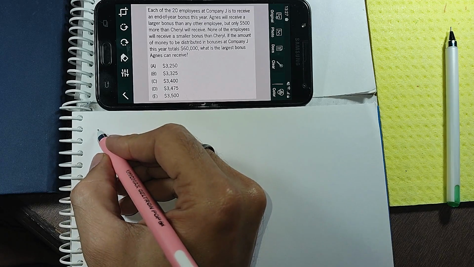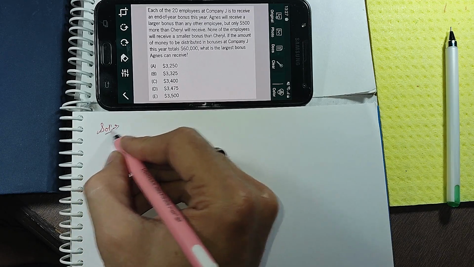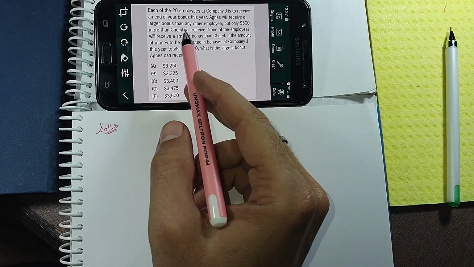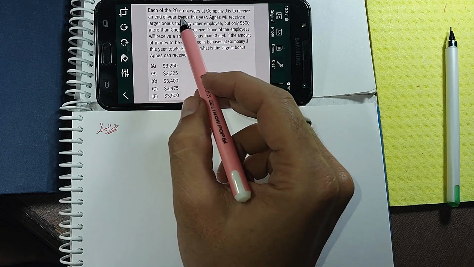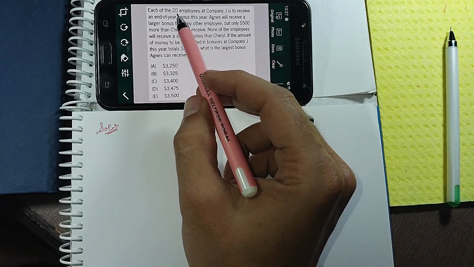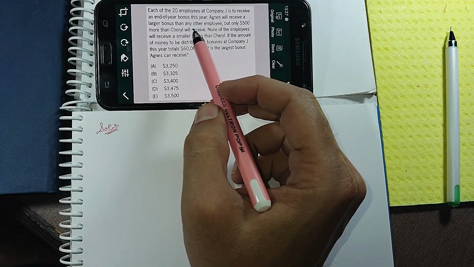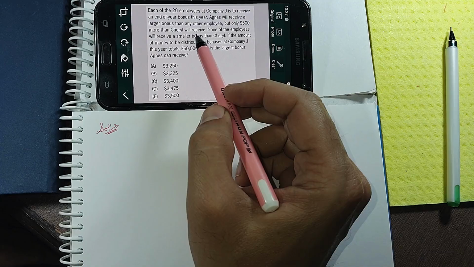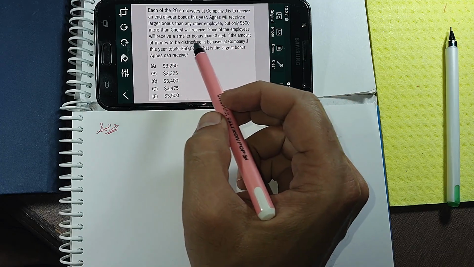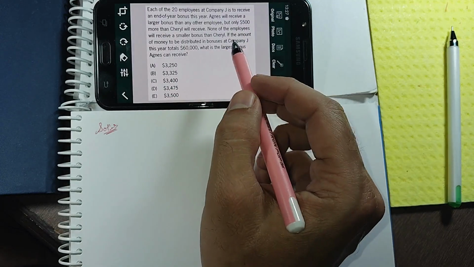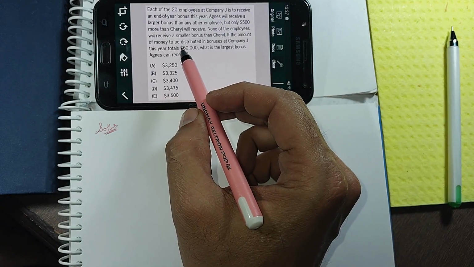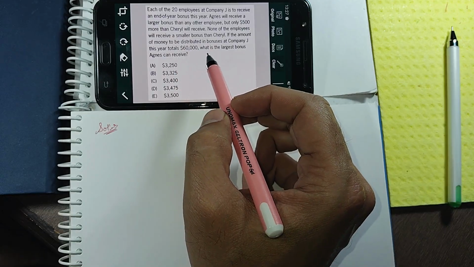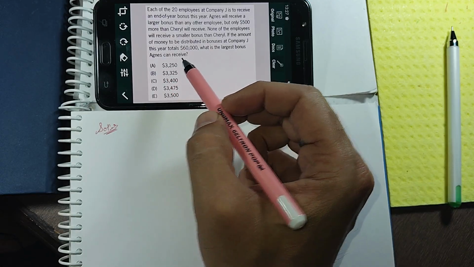Each of the 20 employees at company J is to receive an end of year bonus this year. Agnes will receive a larger bonus than any other employee, right? So that means Agnes will receive the maximum bonus and the rest 19 employees will receive less bonus. But only $500 more than Cheryl will receive. None of the employees will receive a smaller bonus than Cheryl. So if the amount of money to be distributed in bonuses at company J this year totals $60,000, what is the largest bonus Agnes can receive?